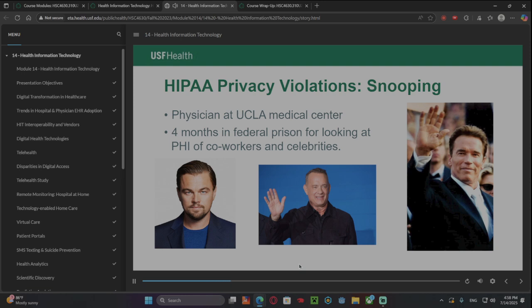One is called snooping. A doctor at the UCLA Medical Center received 4 months in federal prison for looking at protected health information of coworkers and celebrities such as Leonardo DiCaprio, Tom Hanks, and Arnold Schwarzenegger.